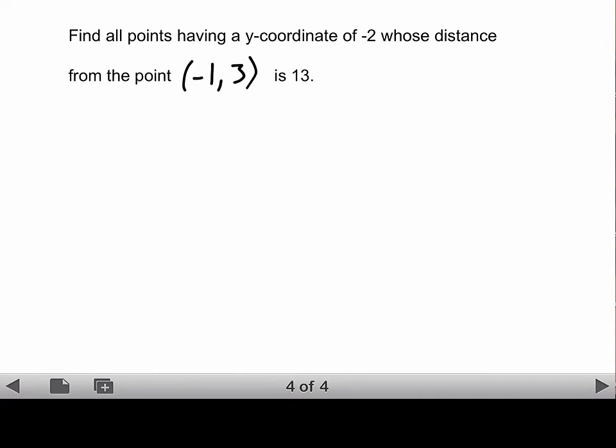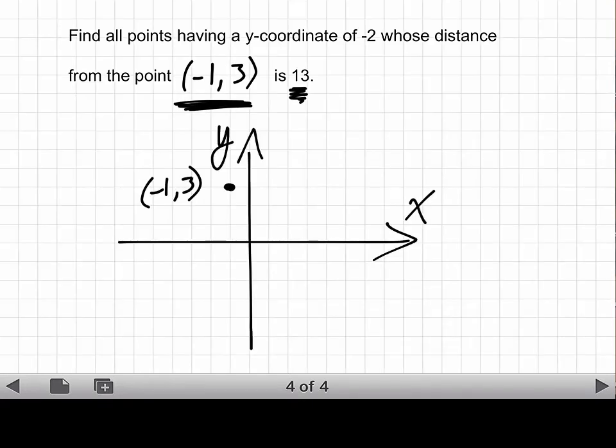Finally, we're asked to find all points having a y-coordinate of negative 2, whose distance from the point negative 1, 3 is 13. This is a different situation. We're given the distance, it's 13. We're told a point, negative 1, 3, and having a visual would be good in this case. So here we have a coordinate plane, and the point, negative 1, 3. We want to find all points having a y-coordinate of negative 2. Negative 2 is down here, and so all the points having a y-coordinate of negative 2 are going to be on that line.